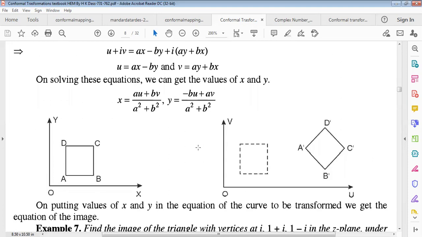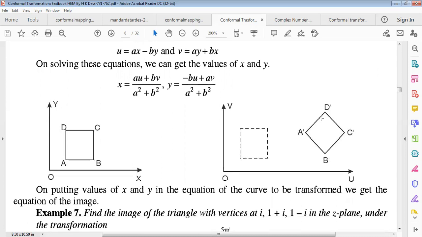And this is actually a geometric shape in the complex plane. The shape will be ABCD, which we have seen earlier. Now, on putting the values of x and y, the equation of the curve is transformed to get the equation of the image. This image will be transformed to A dash, B dash, C dash, D dash.